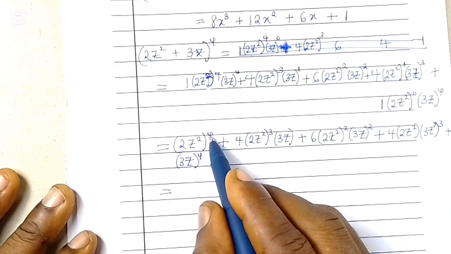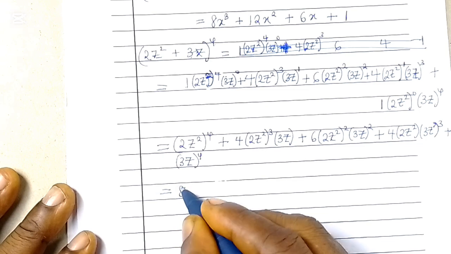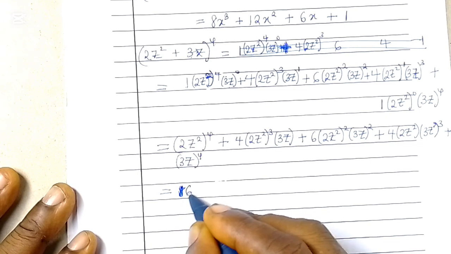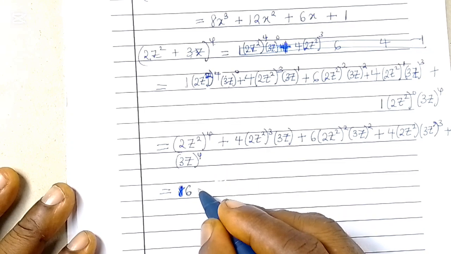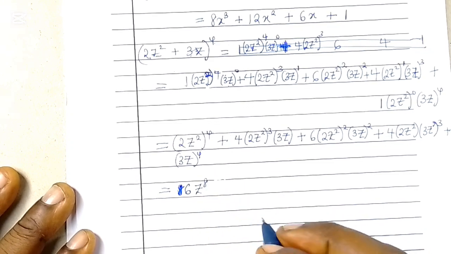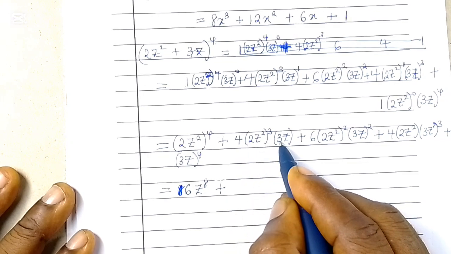indices. So 2z squared raised to the power 4 will be 2 raised to the power 4, which is 16, sorry, 16. And z squared raised to the power 4 will be by indices z raised to the power 8. Then plus 4 times 3 is 12.